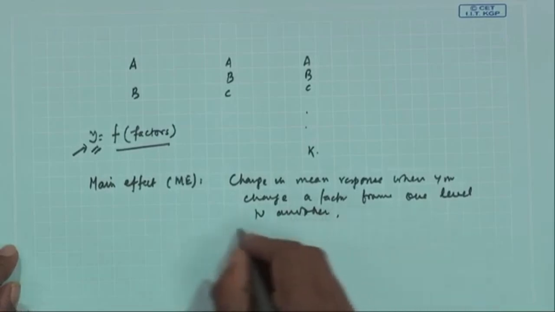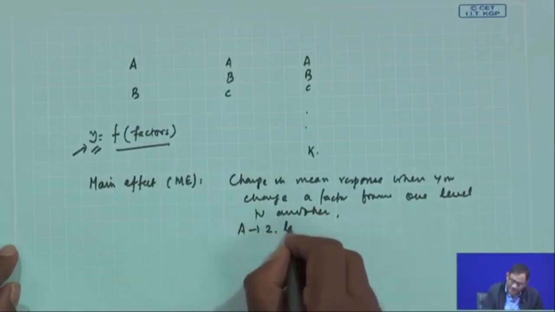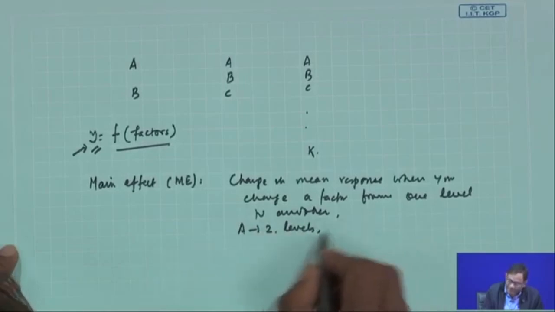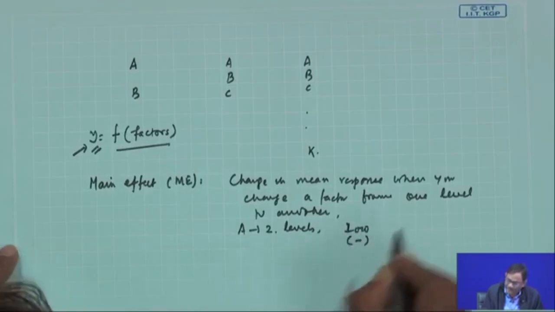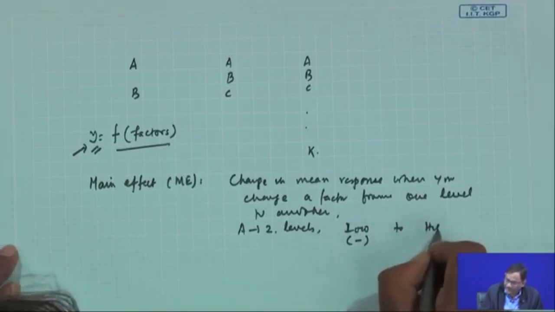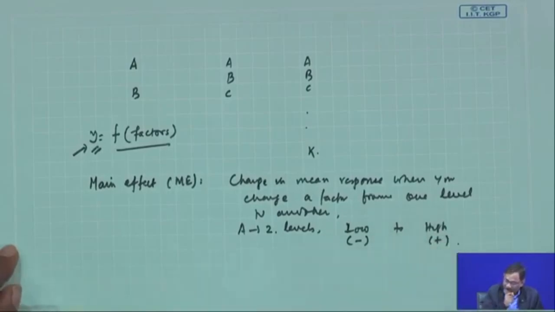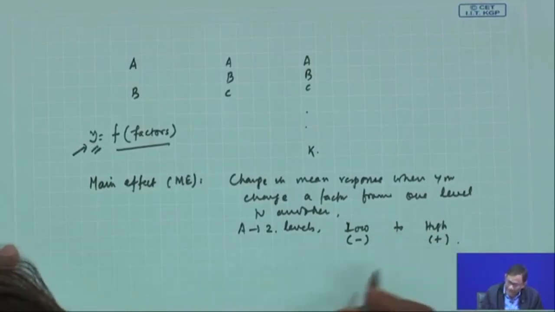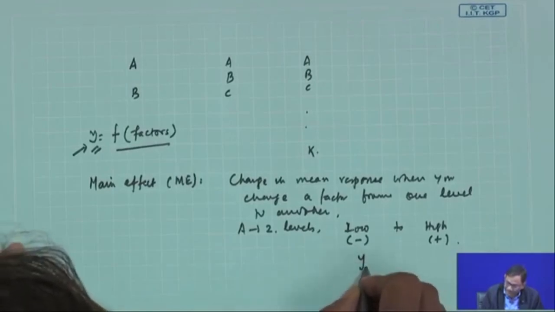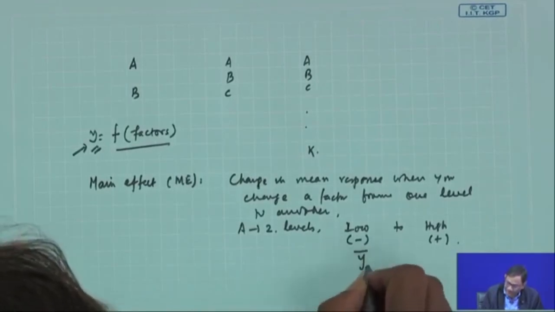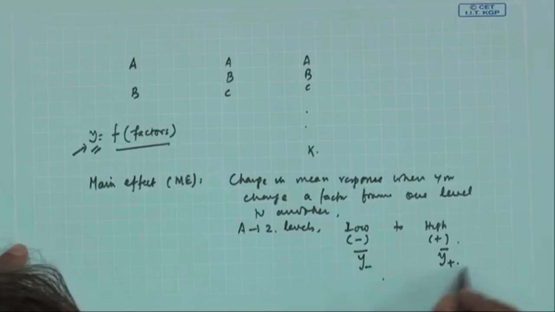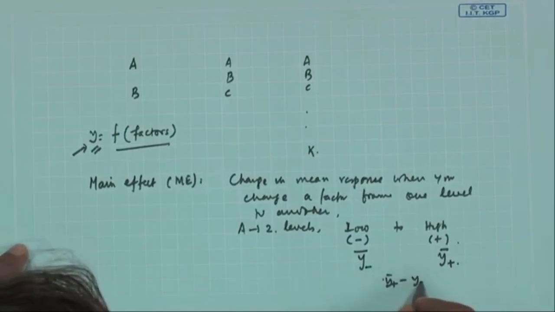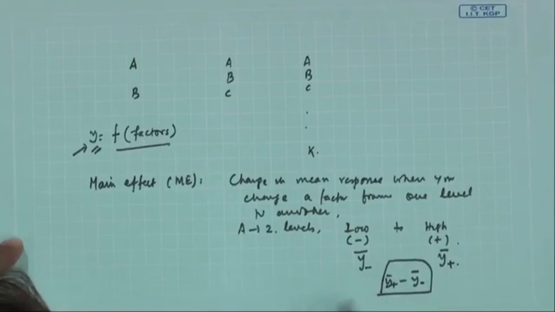For example, suppose A has two levels. If you change from the low level, which we say minus, to the high level, which we may say plus, then there will be a change in y. This will be y bar minus and this will be y bar plus. Then the change in average is y bar plus minus y bar minus. This change is the main effect.